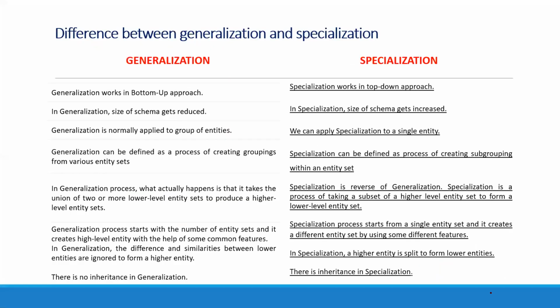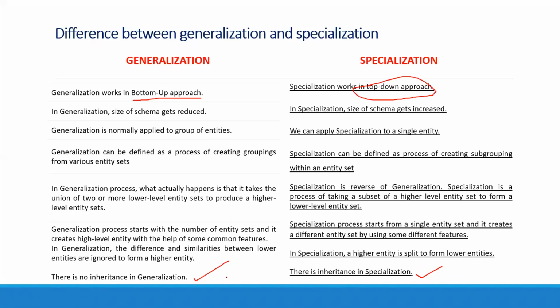Now we will see the differences between generalization and specialization. The first difference is that generalization works in a bottom up approach, so it is a reverse process. Specialization works in a top down approach. There is no inheritance in generalization. There is inheritance in specialization, so this is a super and subclass relationship.